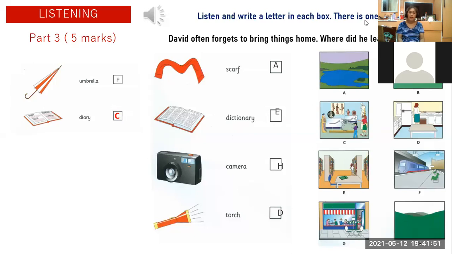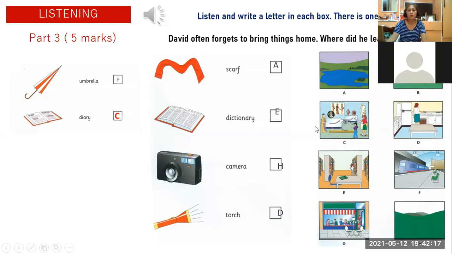Sure. Yes, Lily, I'm here. I am finished. Okay, let's see. Okay, so we have here the scarf. Okay, the first answer is scarf. Okay, number C, diary. Letter C, the scarf. It's the diary first. It's in letter C.